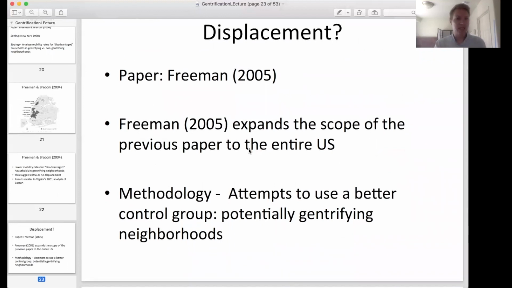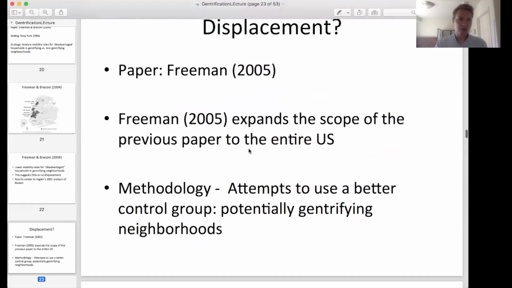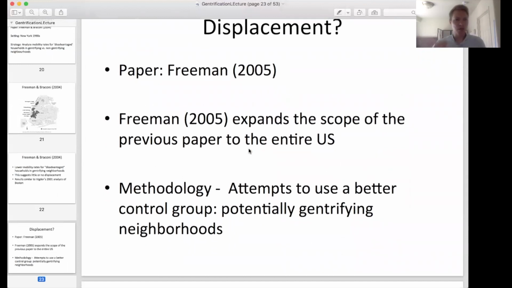Freeman follows it up by looking at the entire US. And he also tries to get a better control group. So you can imagine that what we're doing here is trying to do a natural experiment, all right? And the treatment is gentrification. So we have a control group, which would be our neighborhoods that are all similar. We'd like to make these neighborhoods as similar as possible. So imagine we take all the low-income neighborhoods, and we're going to treat some of them with gentrification. Some of them are going to have an influx of high socioeconomic status households. And what we'll look at is, do the mobility rates differ between these neighborhoods?